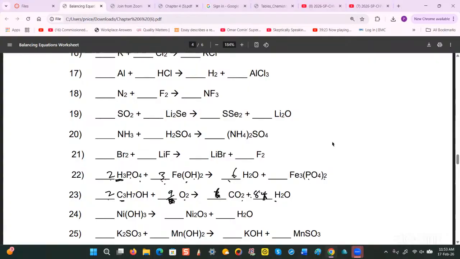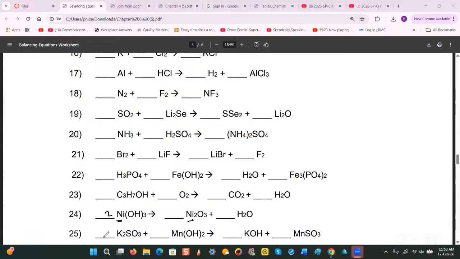Can you walk us through 24? Okay, let me clear it here. So in the case of 24, there's one nickel on this side, so you have two on this side. So I will put a 2 here.